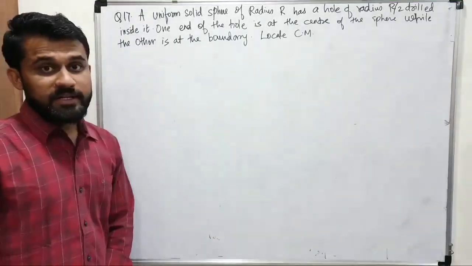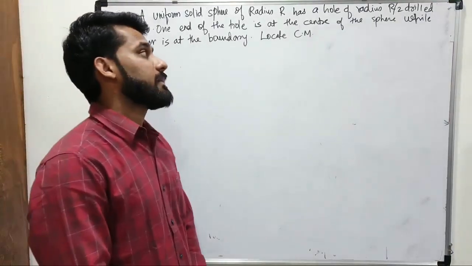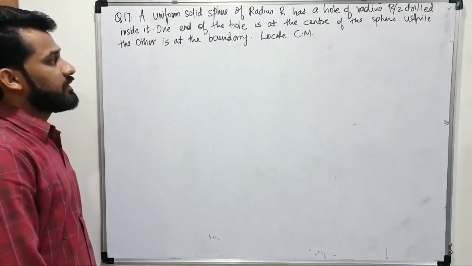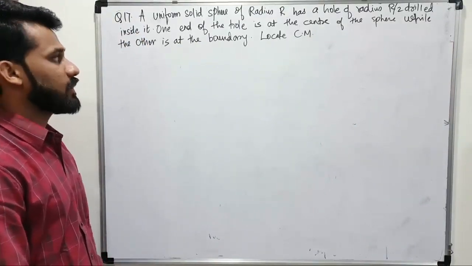Okay, question number 17. A uniform solid sphere of radius r has a hole of radius r by 2 drilled inside it. One end of the hole is at the center of the sphere while the other is at the boundary. Locate the center of mass.